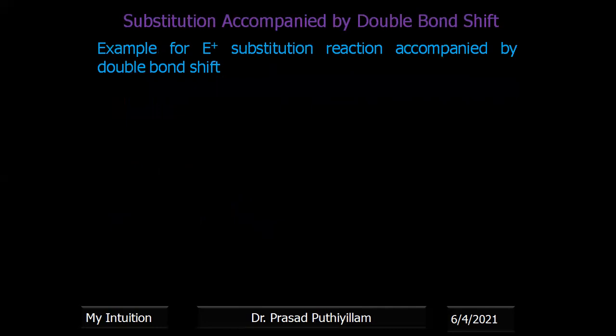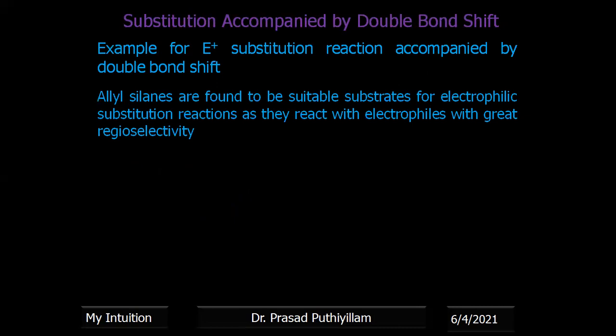Now, an example of electrophilic substitution reaction accompanied by double bond shift. Allyl silanes are found to be more suitable example substrates for electrophilic substitution reaction, as they react with electrophiles with a greater regioselectivity. Regioselectivity means the three-dimensional appearance of a substrate or product. This stereochemistry is what is explained. I am not going into detail about regioselectivity right now. So to understand that, it has a great regioselectivity.